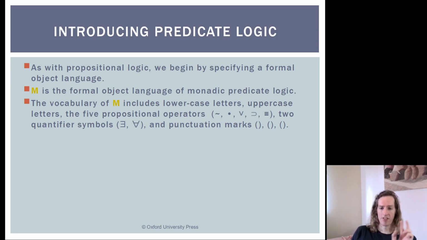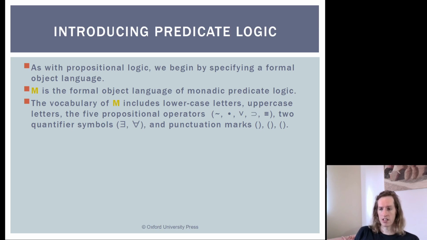We'll use the same 5 propositional operators that we had before: the tilde, the dot, the vel, the horseshoe, and the triple bar, for the negation, the conjunction, the disjunction, the conditional, and the biconditional. And then 2 quantifier symbols.